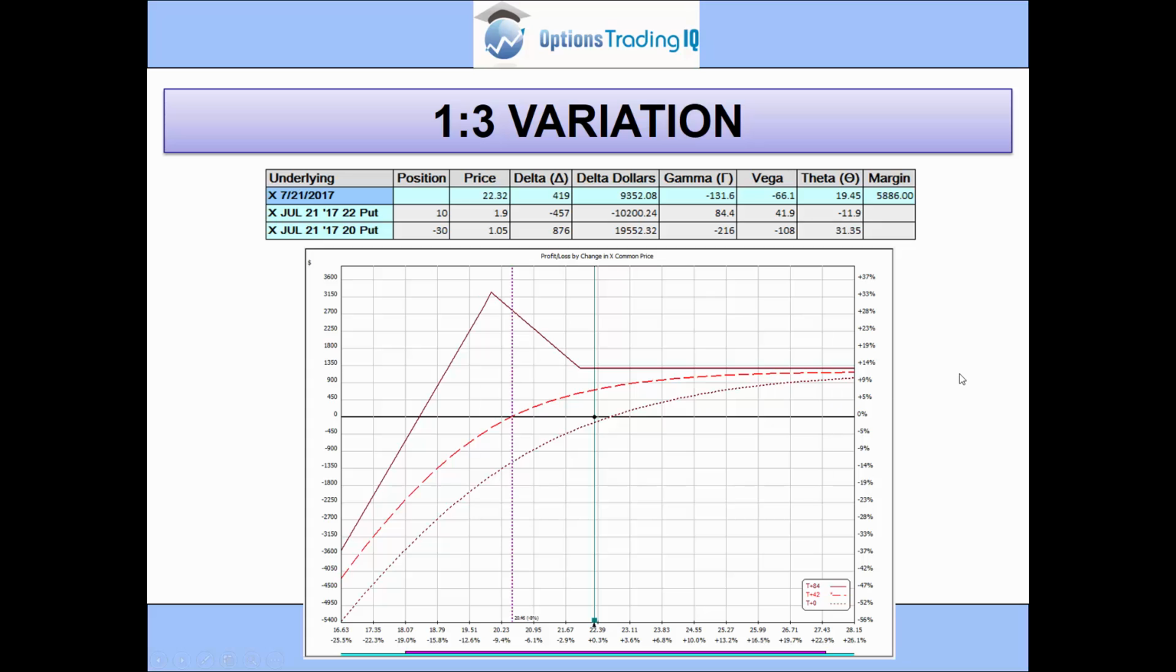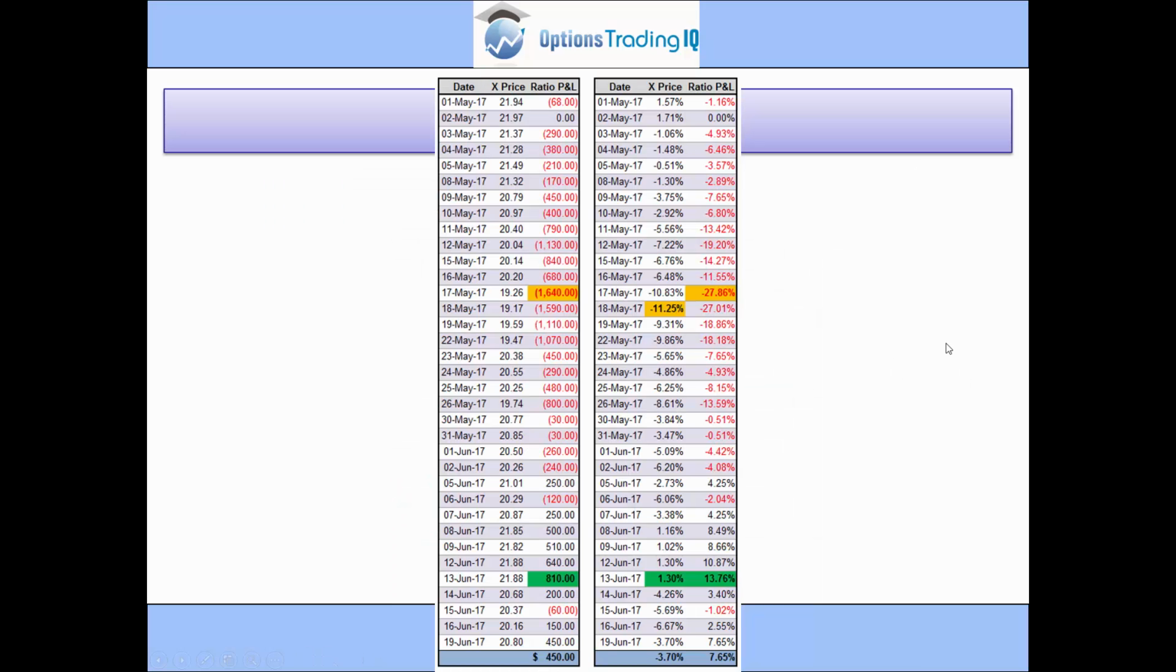So let's take a look at how it worked out. As you would expect, early on in the trade, as the price of the underlying is falling, this trade is coming under a lot more pressure than the standard variation. On the 17th of May, the stock's down almost 11%, and the trade's down $1,600 or 28%. So we probably would have been stopped out at this point. Again, I tend to prefer the standard 1-to-2 ratio spread just because the risks are a little bit lower.